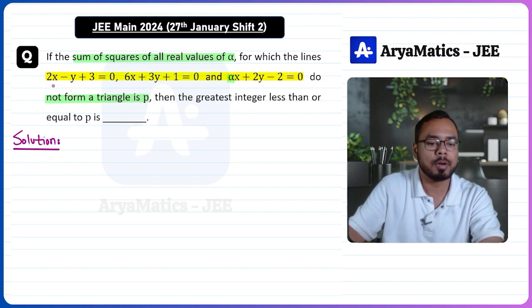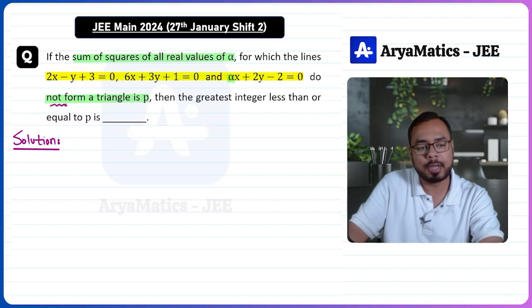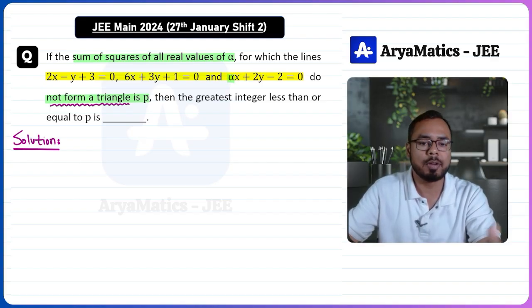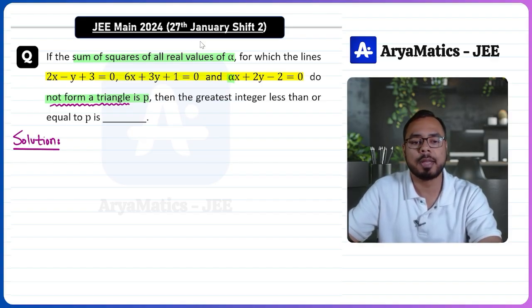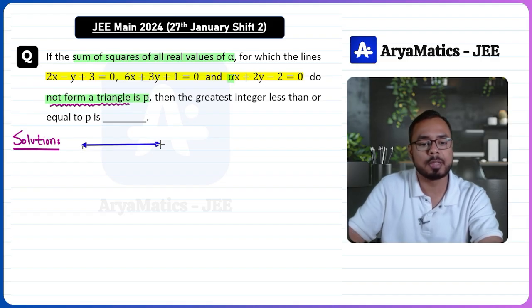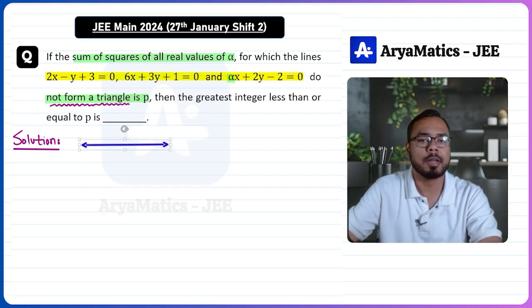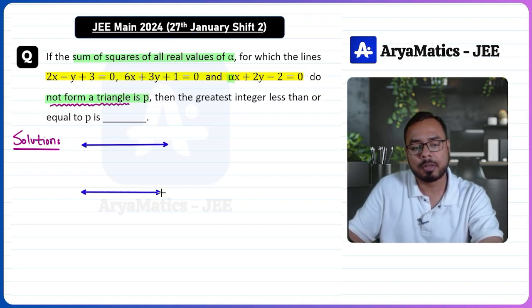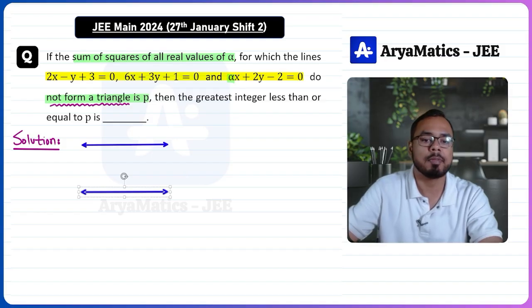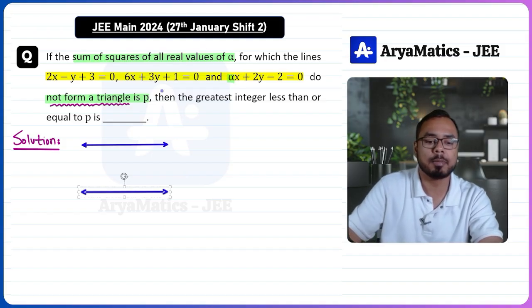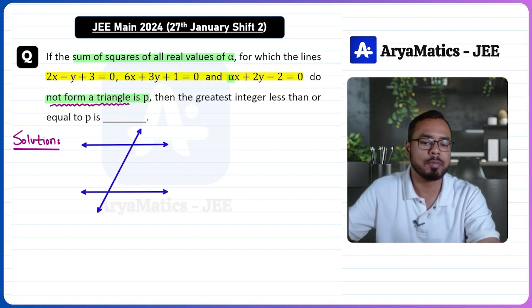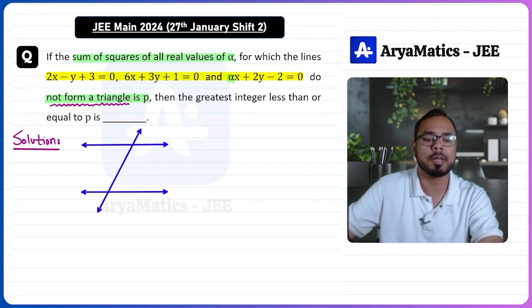Now in this problem, the important concept is what are the conditions in which three lines will not form a triangle. Basically there are two different cases. One possibility is that if any two of the three lines are parallel, then you cannot create a triangle using those three lines. If any two lines are parallel, then whatever the third line, we are not going to get a triangle. And obviously, if all three lines are parallel, then also you will not get any triangle.